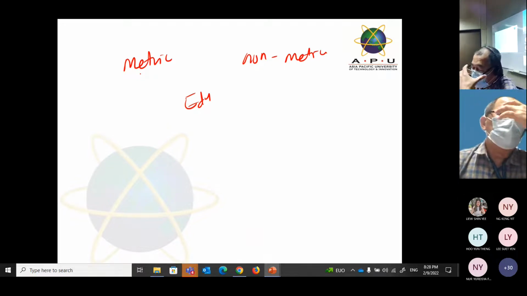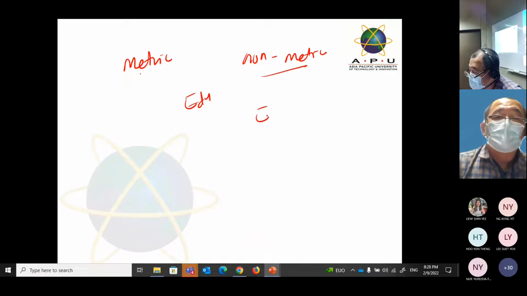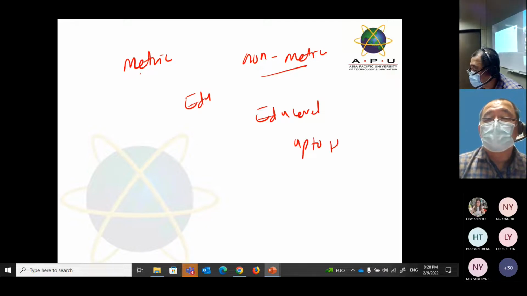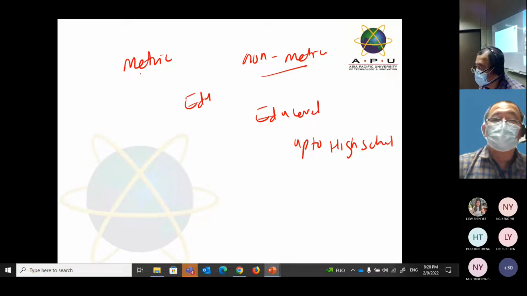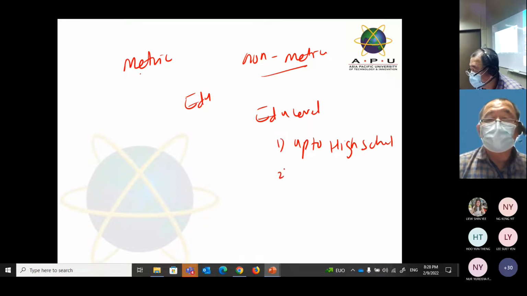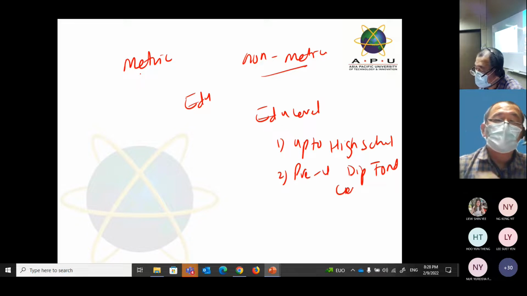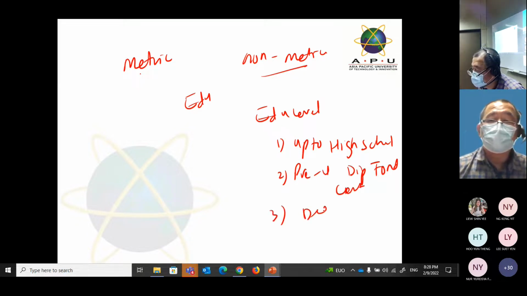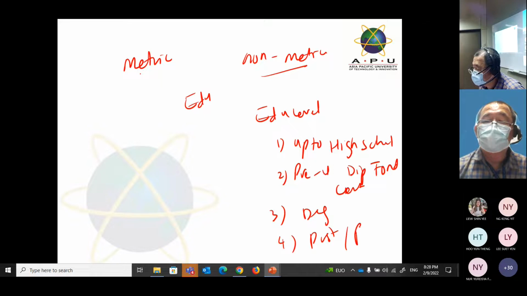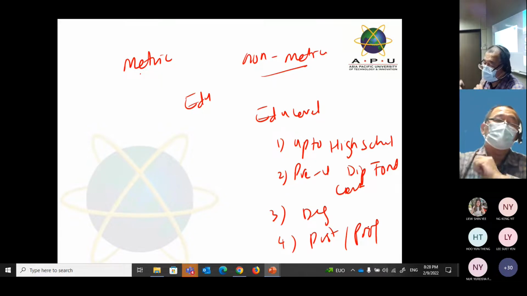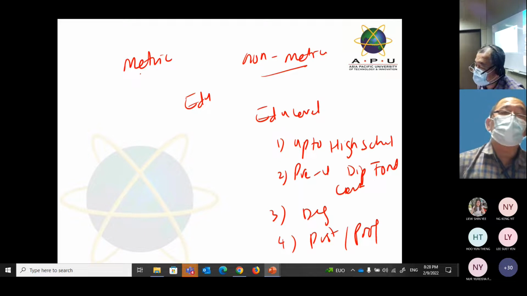If you want non-metric, you can ask the education level. For example, up to high school, and then you ask the respondent to fill in. Then diploma, foundation, and also certificate. And then maybe degree, and then postgraduate and also professional. Using this questionnaire, you will get non-metric data for the education level.